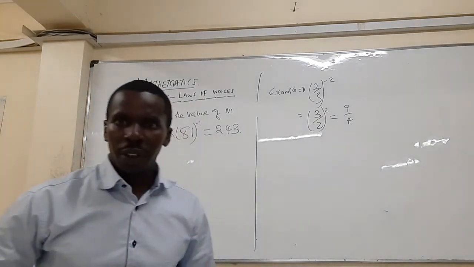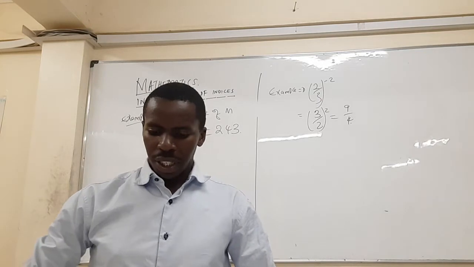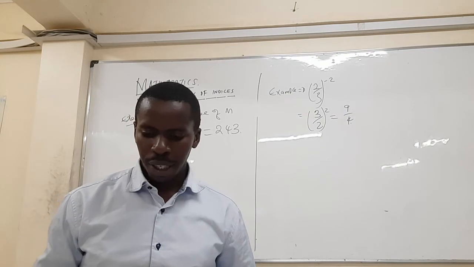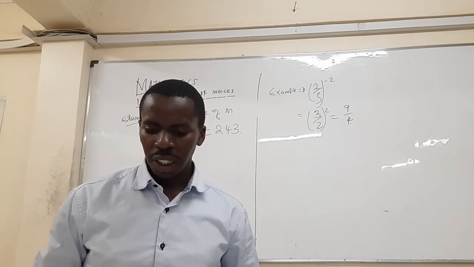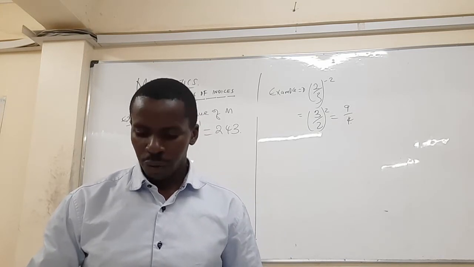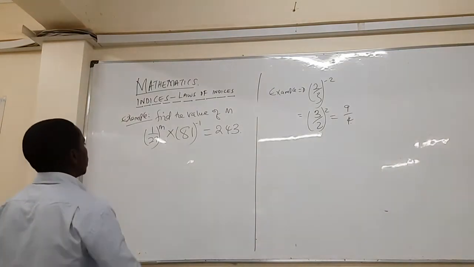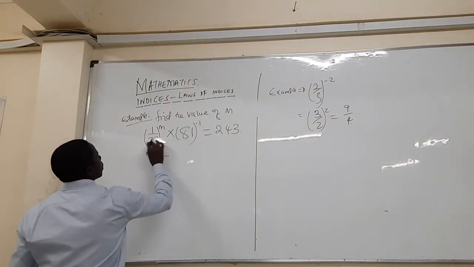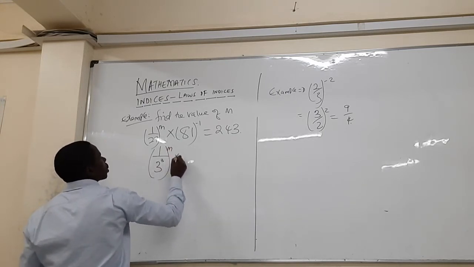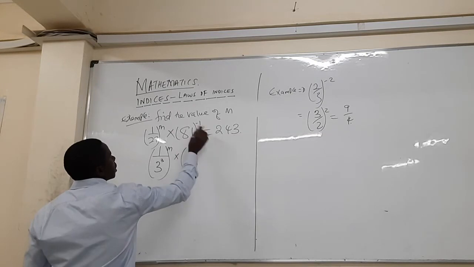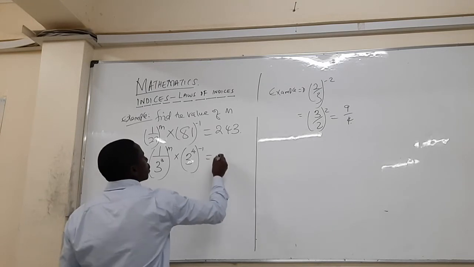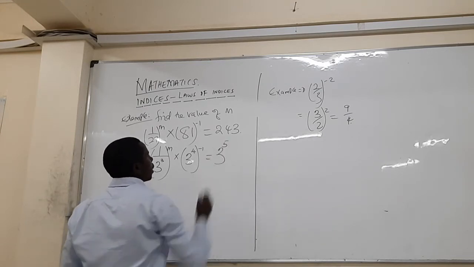Whenever you have a question like that, the best thing is to look whether you can write it into a number of the same base. In this case, 27, 81, and 243 can all be written in base 3. So 1 over 27 is 3 cubed, to power m, times (81, that is 3 power 4) power minus 1, is equal to 243, that is 3 power 5.